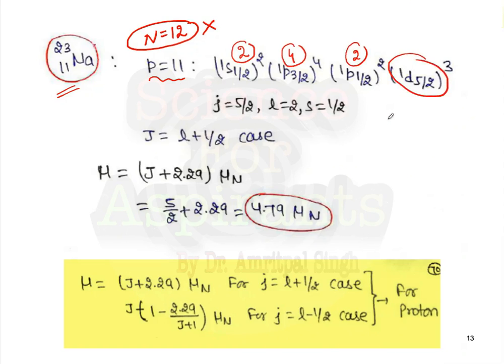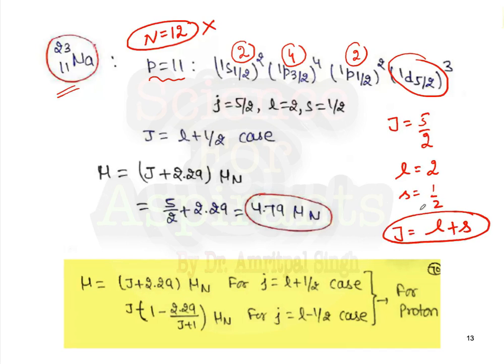So from this, the value of J is coming 5 by 2, and it is present in the d orbital. So for the d orbital, L is equal to 2, and S is 1 by 2. So this is a case of J = L + S, that is the stretched case.